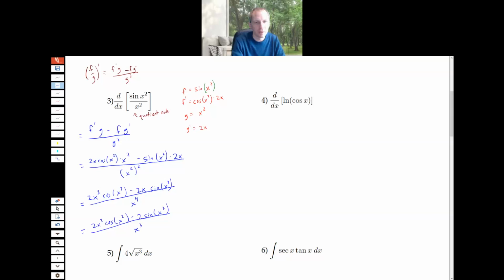Okay, keep in mind the stuff inside the cosine and inside the sine can't move in and out. So I can't factor that x squared out. I can't cancel that. Nothing goes in and out of trig functions. Okay, so that's fully simplified.